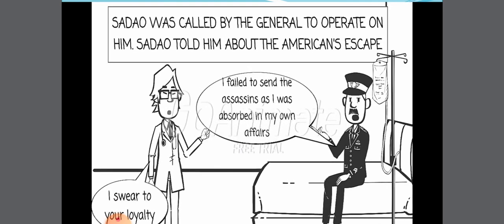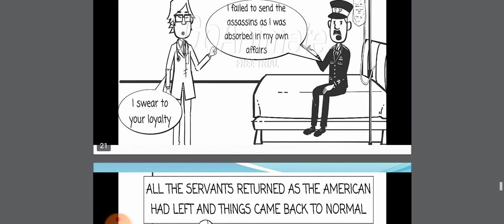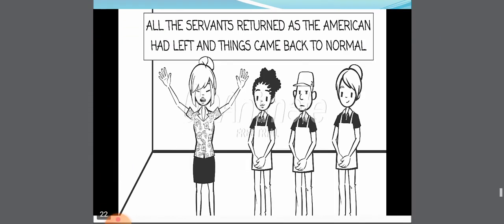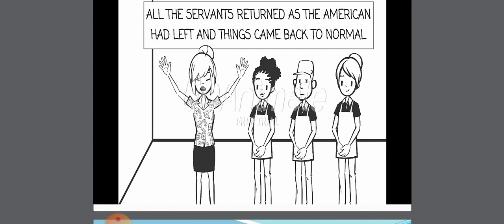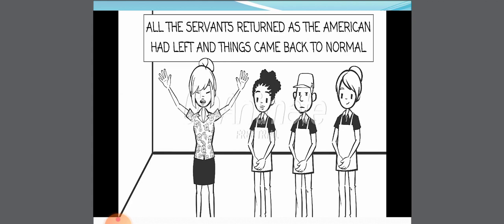Now see how irresponsible this general was. What he stated: I failed to send the assassins as I was absorbed in my own affairs. Dr. Sadao stated, I swear to your loyalty. After that, we'll see that all the servants returned as the American had left, and things came back to normal in the house of Dr. Sadao. This is the storyline.